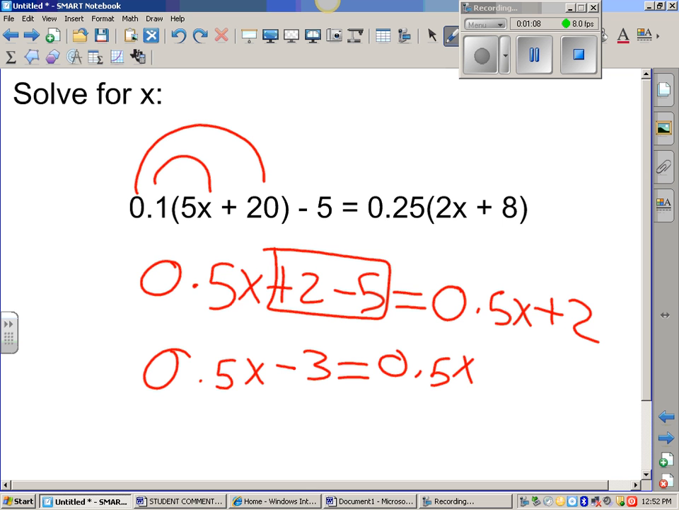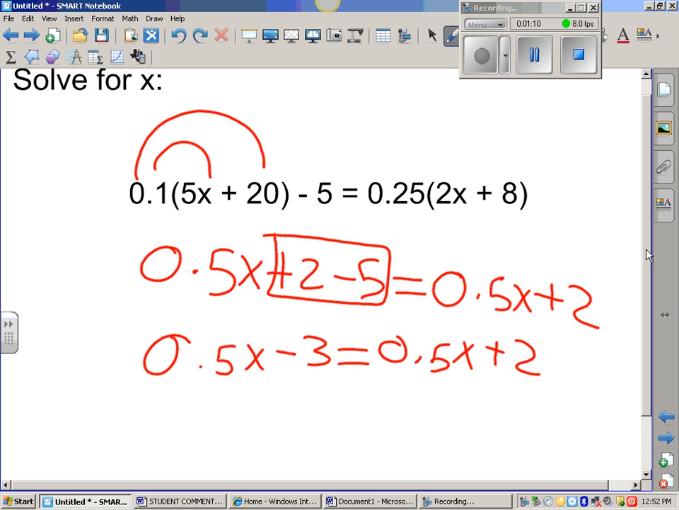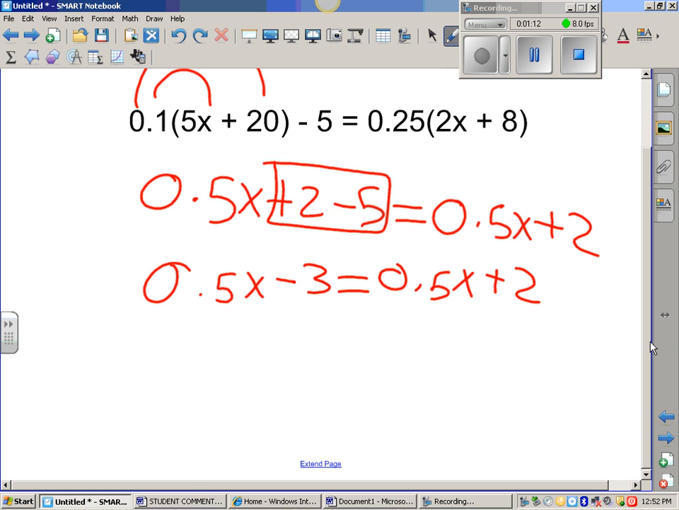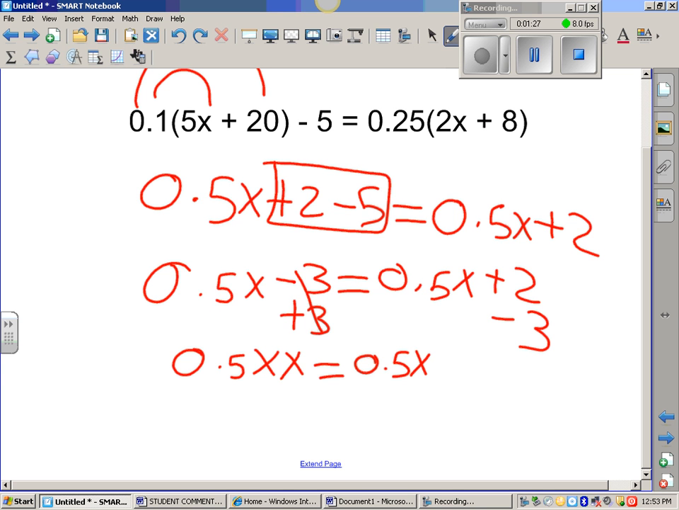0.5x plus 2, and then you have to add the 3 on the left side, and you have to do it to both sides, so you'll drop down the 0.5x again, equals 0.5x, and then when you add 3 and 2, you get 5. And then you just subtract 0.5x.